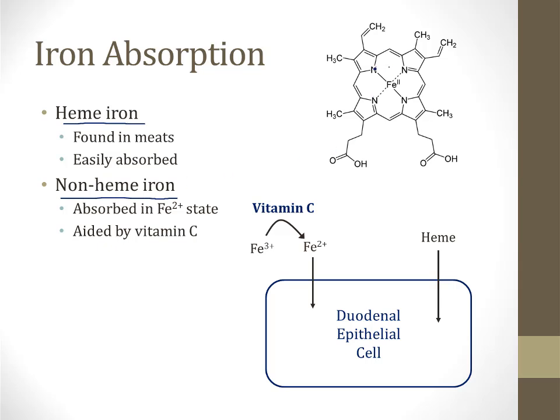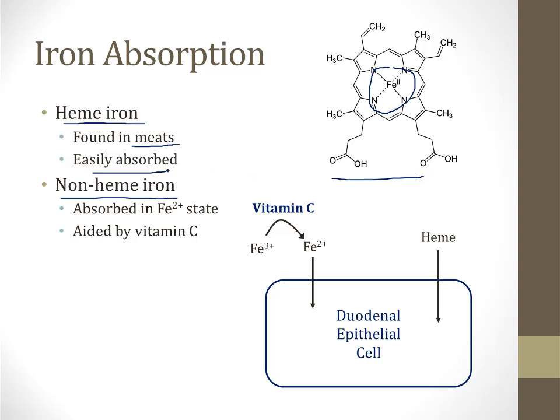So heme iron is iron that's in the center of a heme molecule, and this is found in meats. When we eat meat products, we are eating the flesh of other animals that synthesize heme. Therefore, we tend to consume iron that's in the middle of a heme molecule, and this type of iron is easily absorbed by the body.